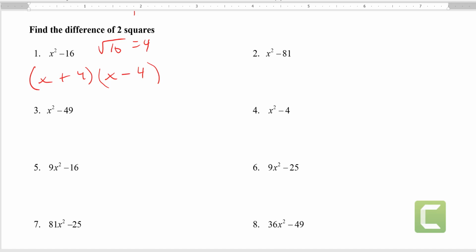Okay, pretty easy. 81. Okay, well, let's do it. The square root of 81 is 9. So it's going to be x and x, and 9 and 9, and plus and minus.